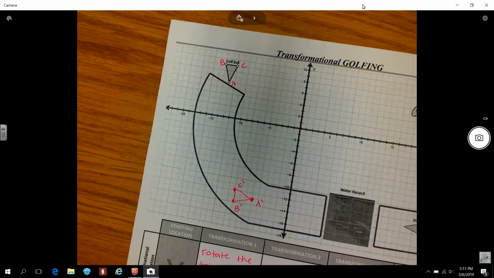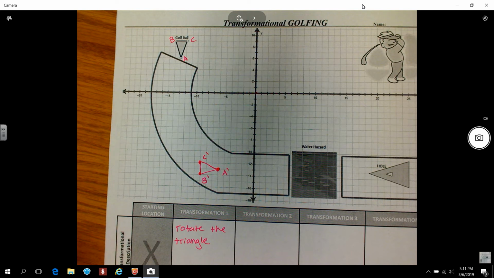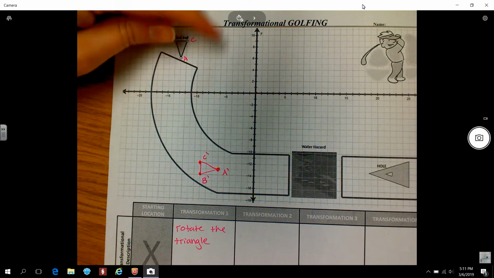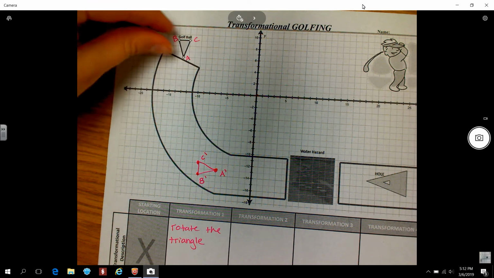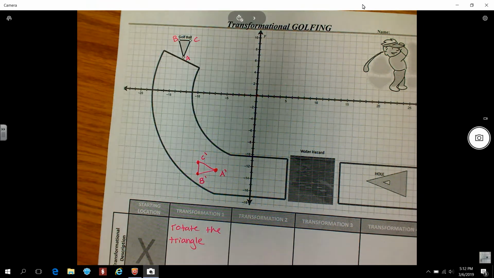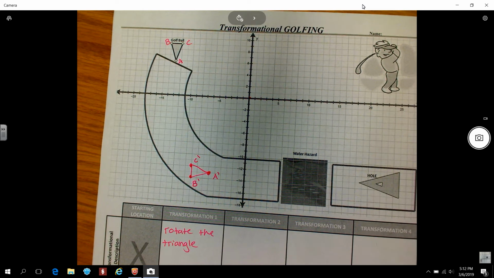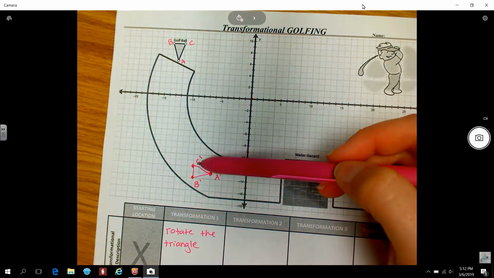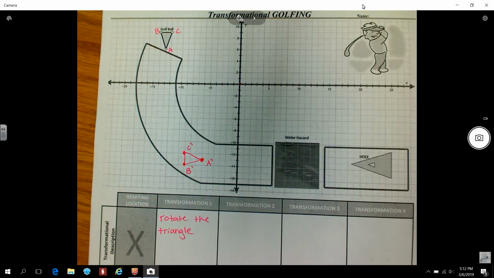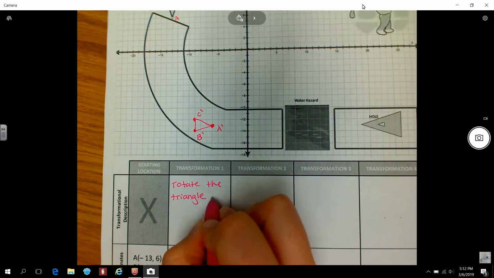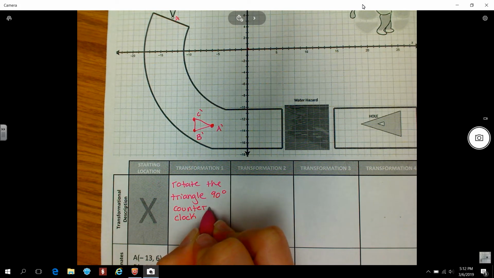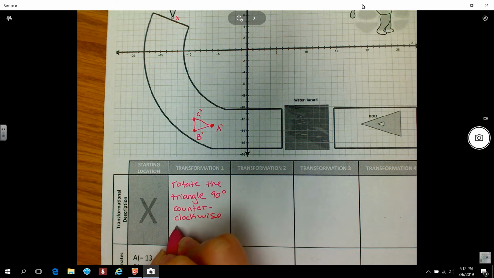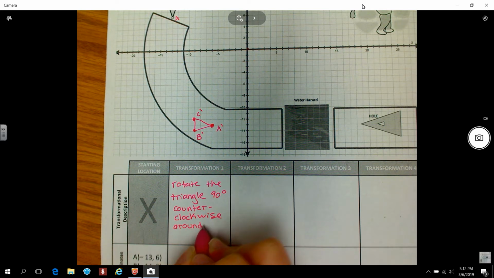So I expect my shape to be rotated 90 degrees when I'm done. In other words, since it's pointed down, when I rotate it, I expect it to be pointing left or right. In this case, it's going to be pointing that way. And then I expect it to move into the other quadrant because it's going 90 degrees all the way down there. So rotate the triangle 90 degrees counterclockwise around the origin.